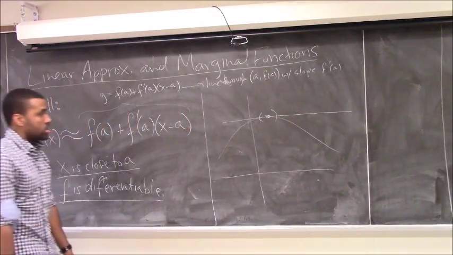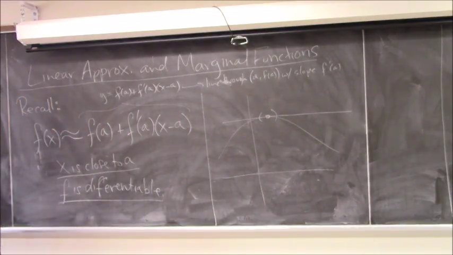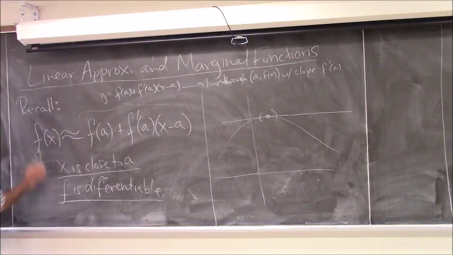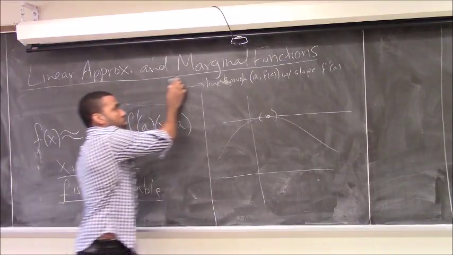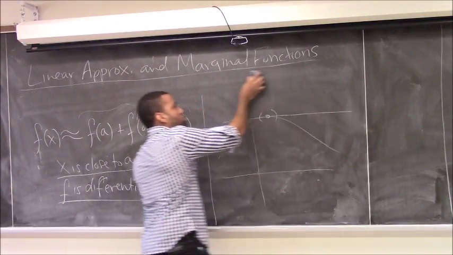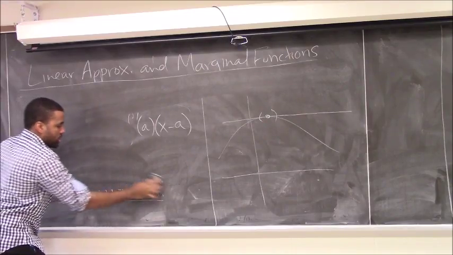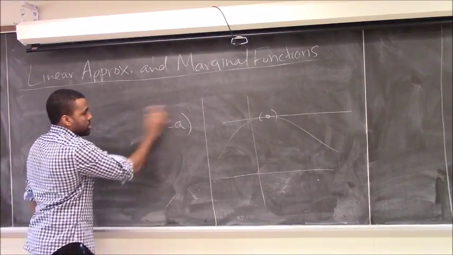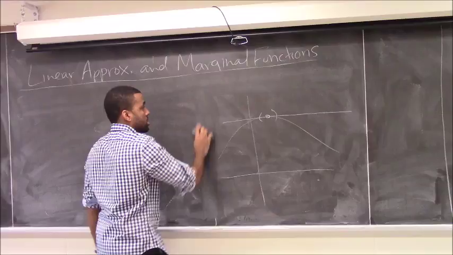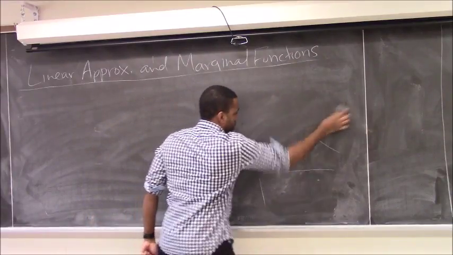Okay, so we did this example where we used this to do something and it was pretty close. That was because we used the number 3.99 and the nice number was 4, and they were pretty close together, so our function gave us a really close answer.